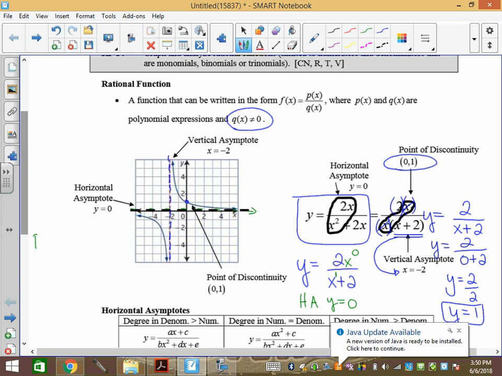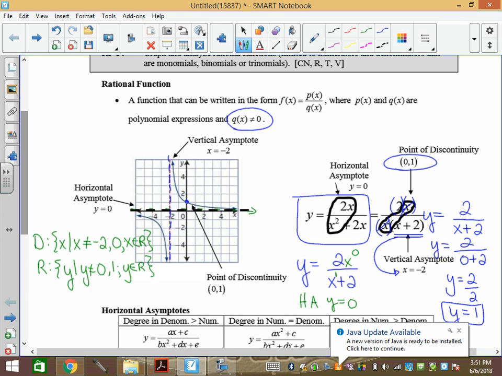Now my domain would be x such that x can't equal negative 2 because of the vertical asymptote, and 0 because of the point of discontinuity, x is an element of the real numbers. My range is going to be y such that y cannot equal 0 because of the horizontal asymptote, and 1 because of the point of discontinuity, y is an element of the real numbers.